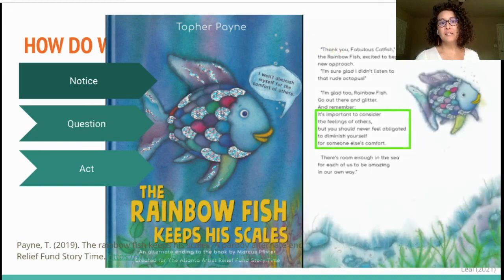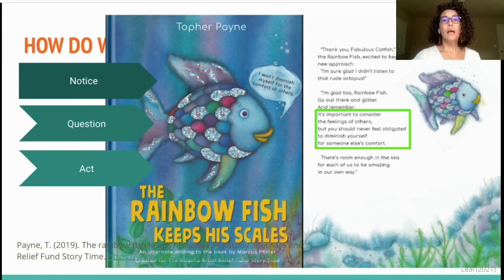Now, I love the message of this rewritten text because it's important to consider the feelings of others, but you should never feel obligated to diminish yourself for someone else's comfort. So it's no longer just about the sharing, it's to do with diminishing who you are. And you know what? You can start the cycle all over again by noticing and questioning the messages in this new text, and doing all the things again with your students to see what hidden messages were in the rewritten text.